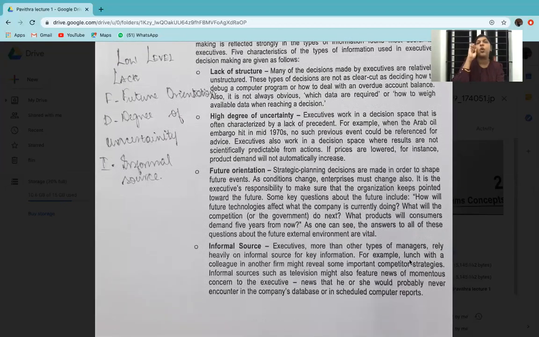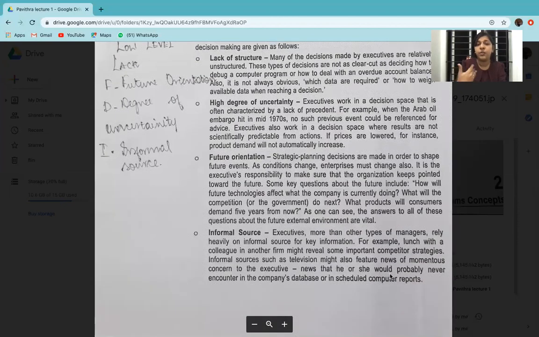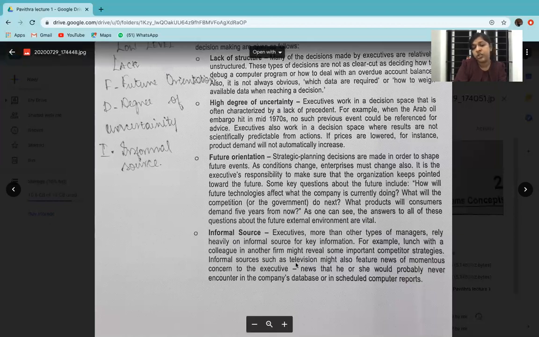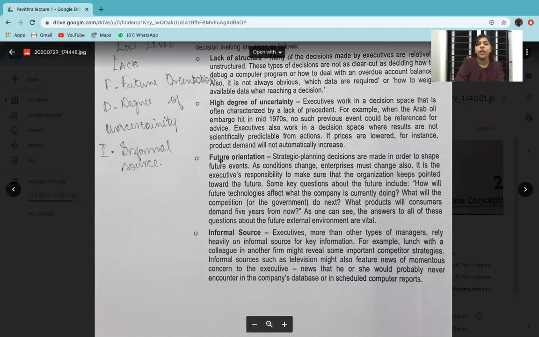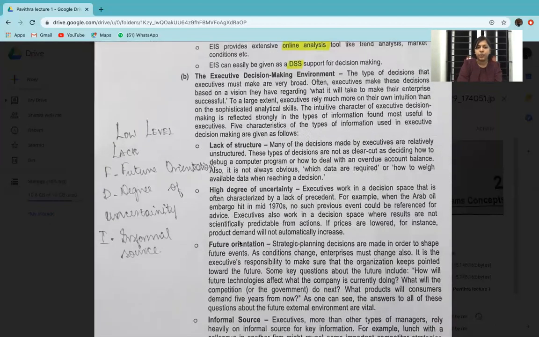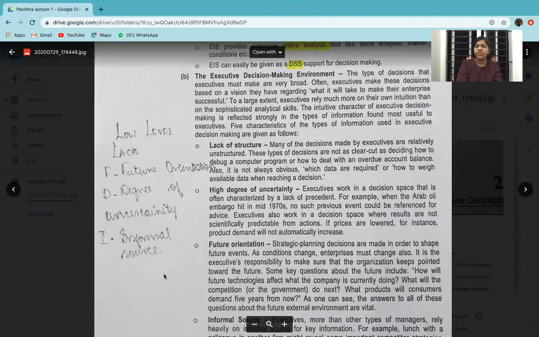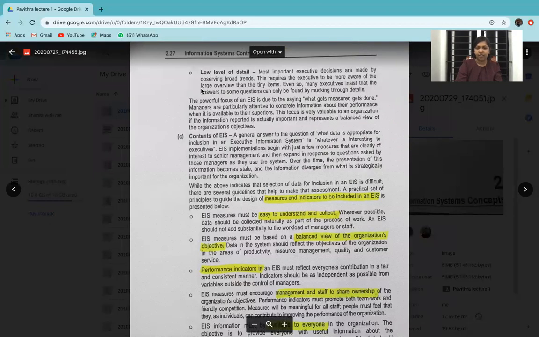Some information, maybe that this company could be going for a particular M&A or a demerger, they could get through their colleagues and other friends. So it is said that the information also comes from informal sources, such as television or other news, or some scheduled computer reports. So these are the characteristics of an executive information system: they have a low level of detail, lack structure, are future oriented, have a degree of uncertainty, and use informal sources. So again, for the mnemonic: low level, lack FDI, low level and lack FDI.